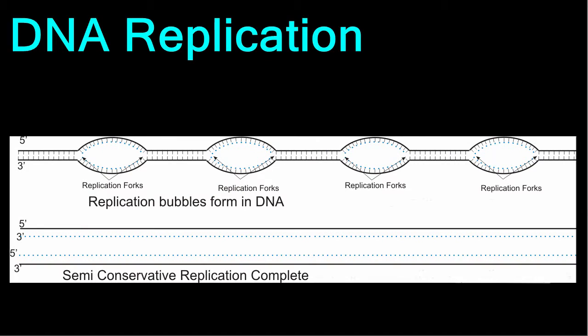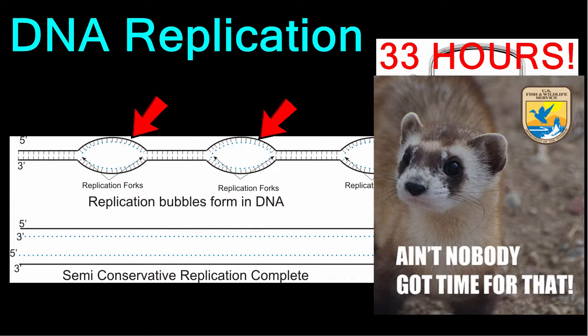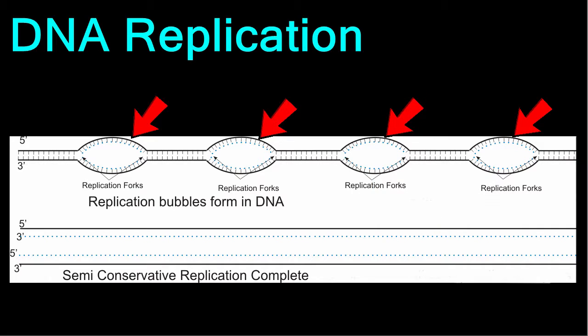The process of DNA replication occurs at multiple sites along a DNA strand in order to speed up the copying process. If replication began at the beginning of a strand and progressed in one direction all the way to the end, it would take 33 hours to copy a single strand of DNA. Ain't nobody got time for that. The fact that DNA replication occurs at multiple replication forks along the DNA strand allows DNA replication to occur at a much more rapid pace, saving valuable time for the organism.